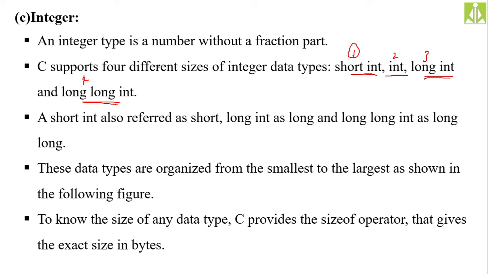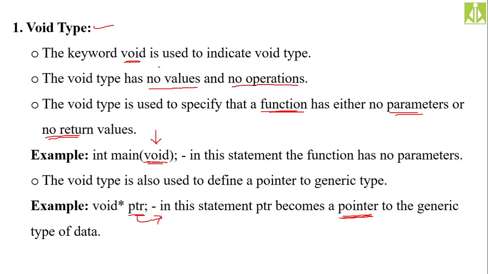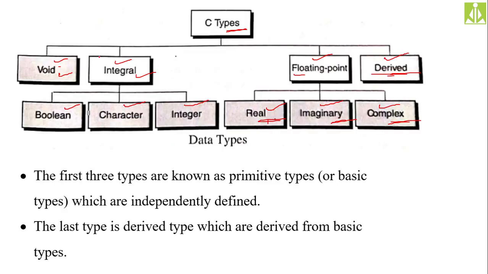Integral types, we have three, that is integer, character, and floating point. Like that only we discussed, right? See here, the integral types: boolean, character, and integer.